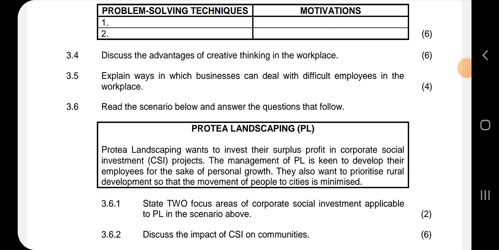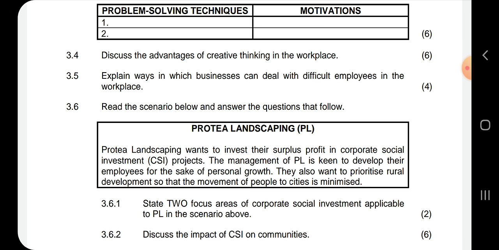All right, 3.4, discuss the advantages of creative thinking in the workplace. So if you're asked in the workplace to creatively think about a solution, what will be the advantage of that? More and unique ideas will be formed. You see, that's what will happen there. So 3.5, explain ways in which businesses can deal with difficult employees in the workplace. And then read the scenario below and answer the questions that follow.